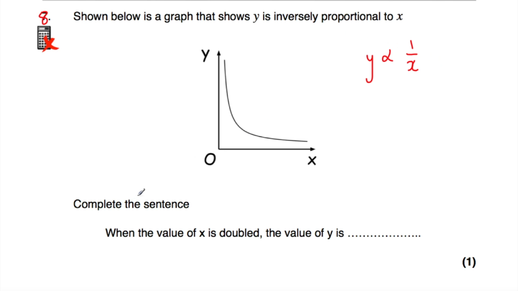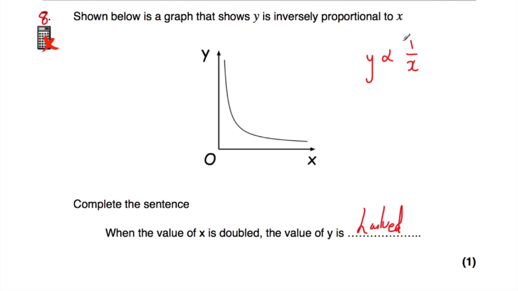And the question says, complete the sentence. As the value of x is doubled, the value of y is... Well, that means it's going to be halved, because as you double the value of x, so as you move across, for instance, if you're 1 across here and you go across to 2 across, the height is halved.